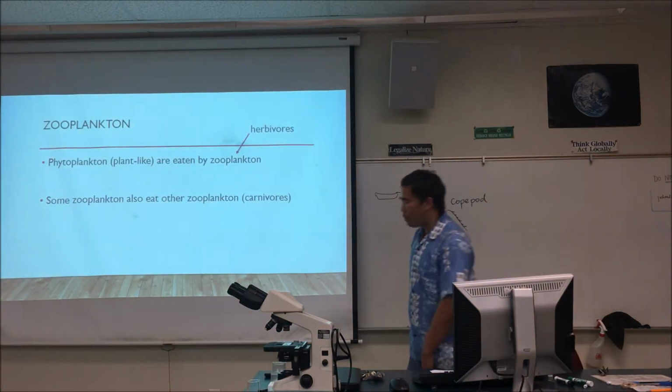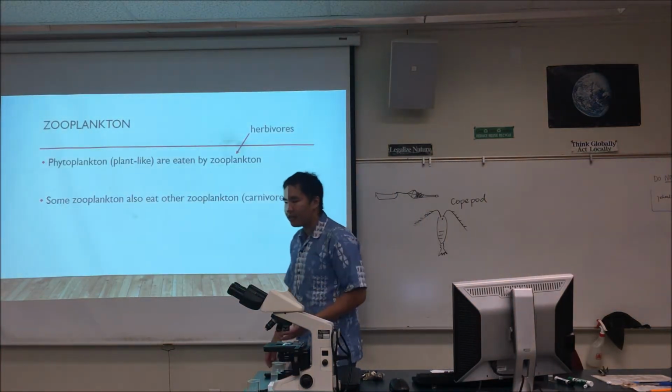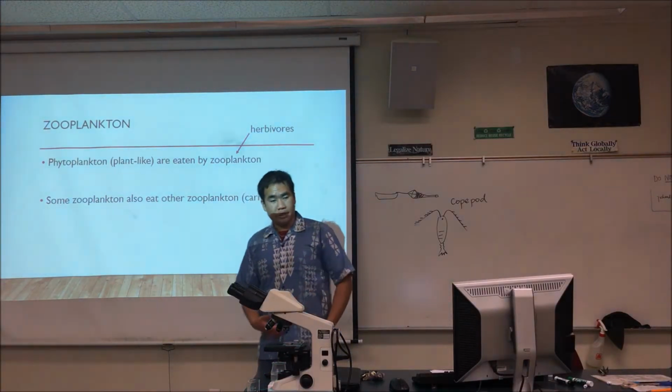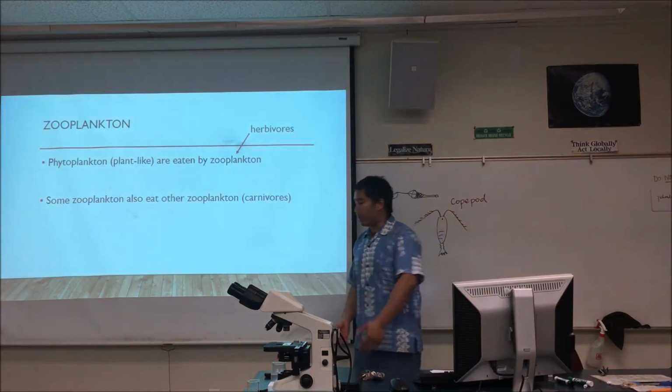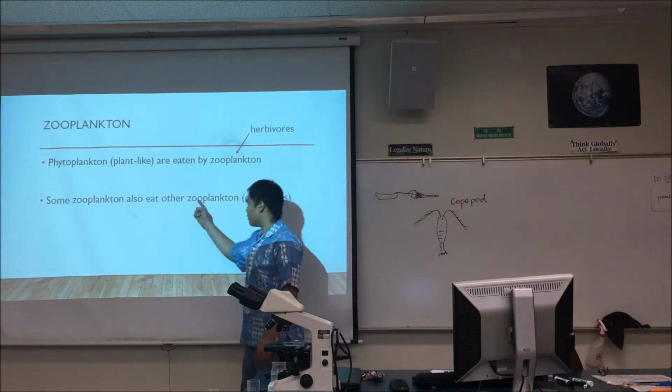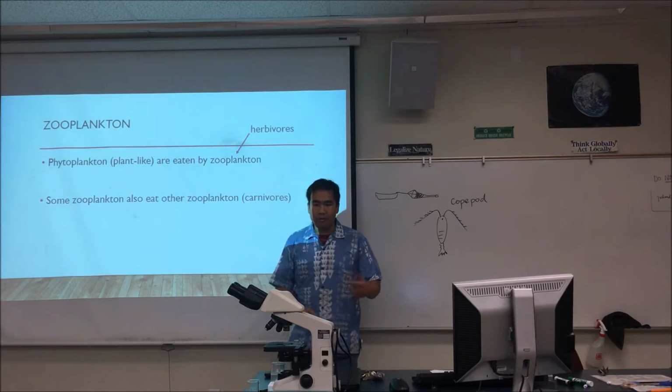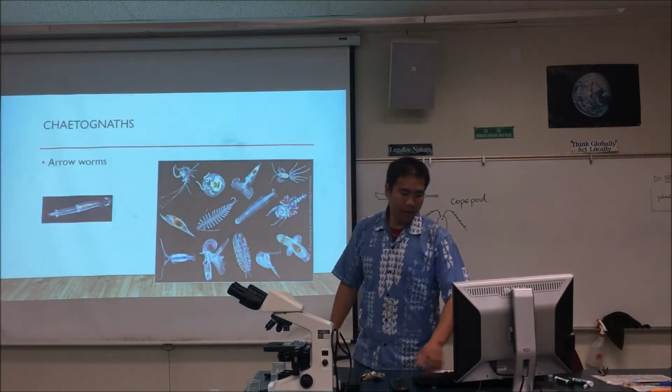So I was mentioning copepods first because they actually eat plants and protists, right? But not all zooplankton eat plants. Some of them eat other animals, right? So zooplankton eat other zooplankton. Those guys would be carnivores. And here's an example, right?